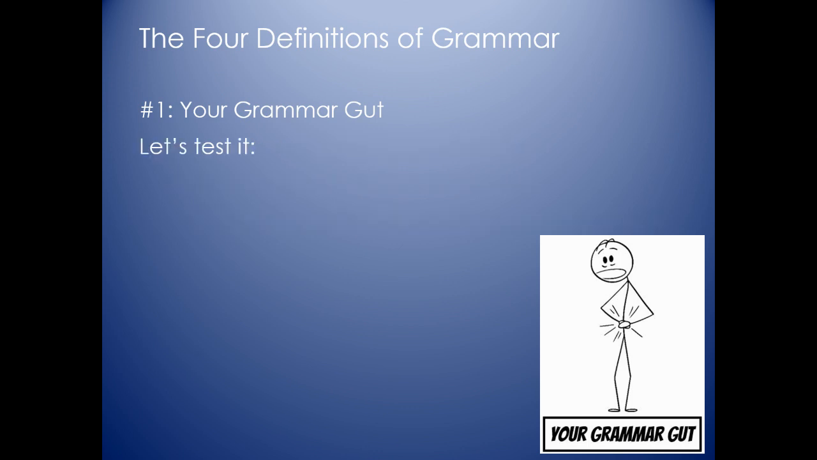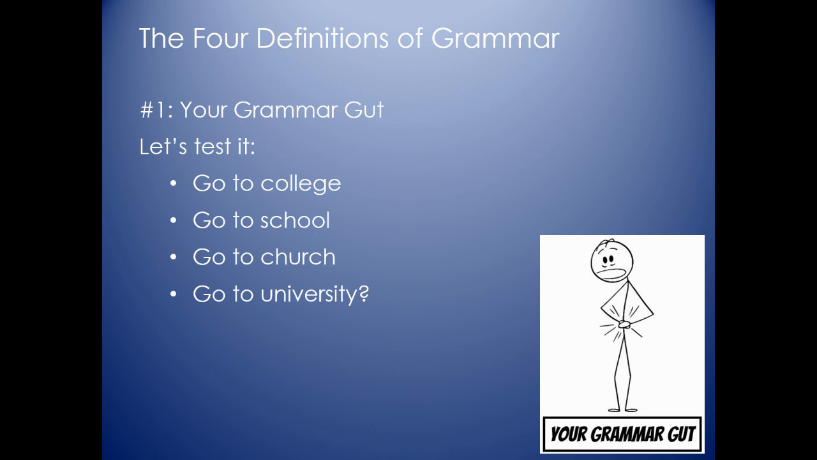Let's test it. Let's see how good your grammar gut can be. If I said, I go to college, or do you plan to go to college, or where do you go to college? That makes sense. My grammar gut smiles at that. If I say, where do you go to school, or I have to go to school, makes sense. I have to go to church. I get to go to church. I love to go to church. All those make sense.